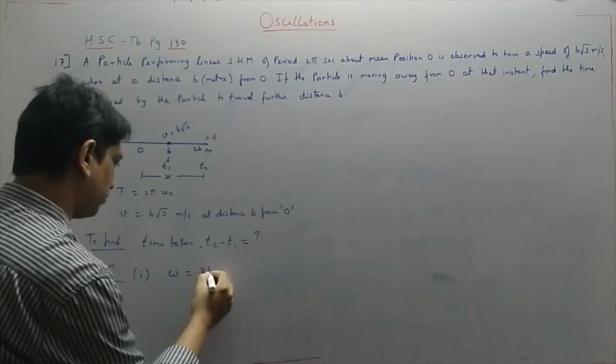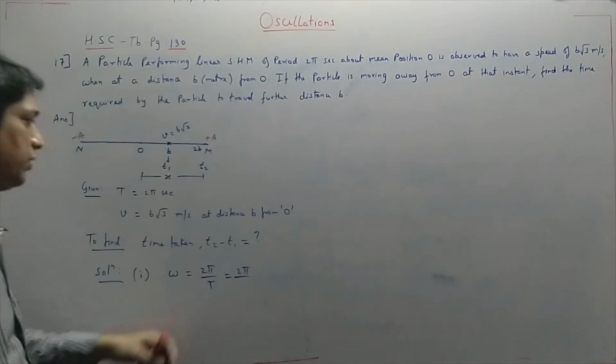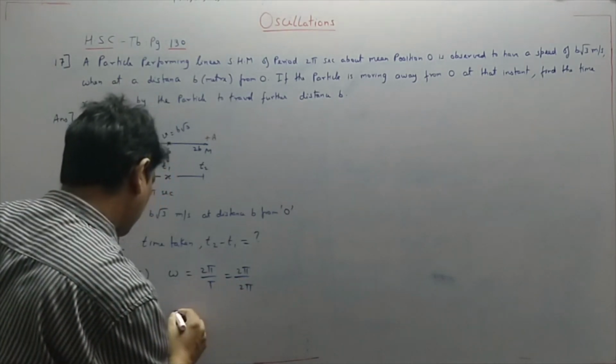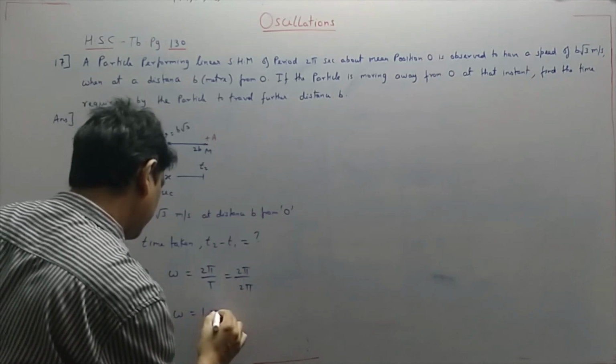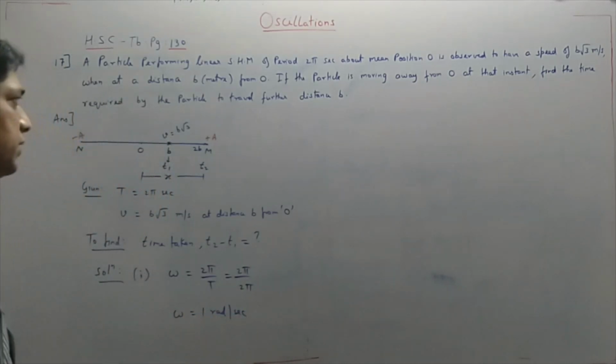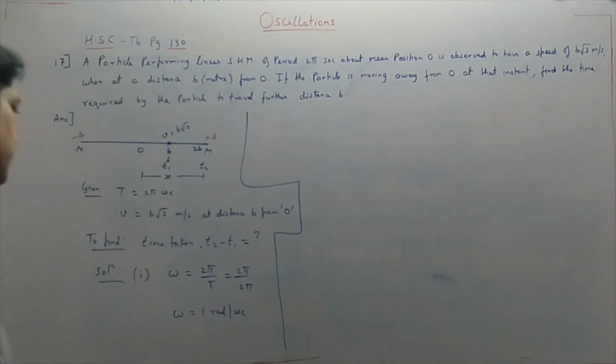What is omega? Omega is 2 pi by T. The time period is given as 2 pi, so if you solve this, you will get 1 radian per second. So here we are getting omega, that is 1 radian per second. As we go further, let us use the formula.